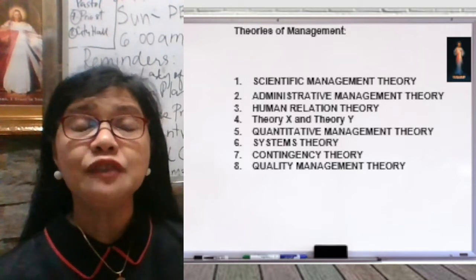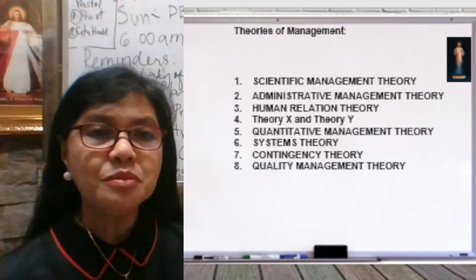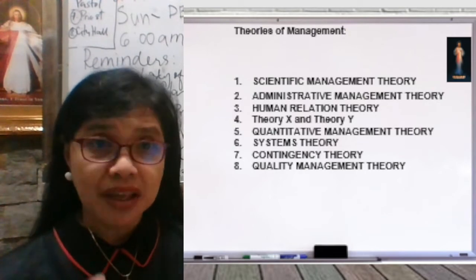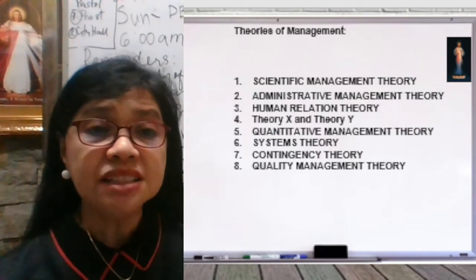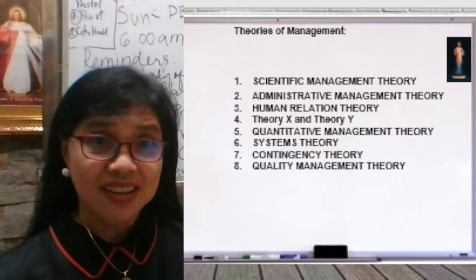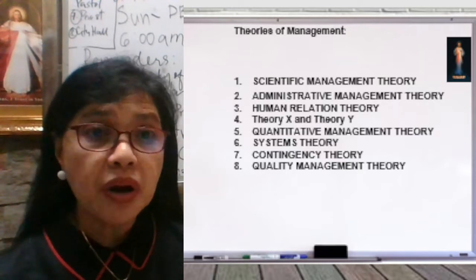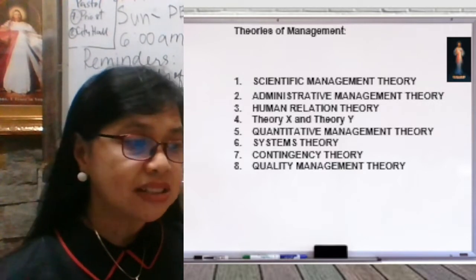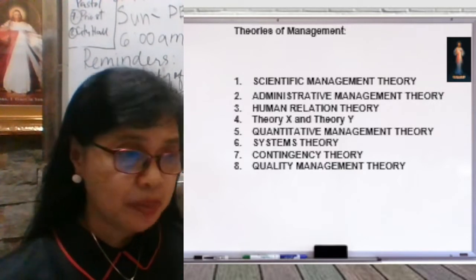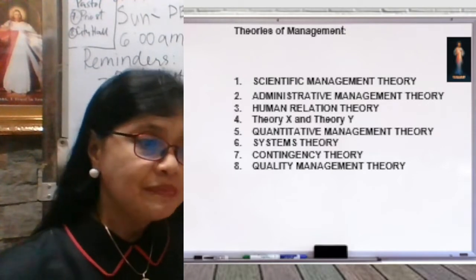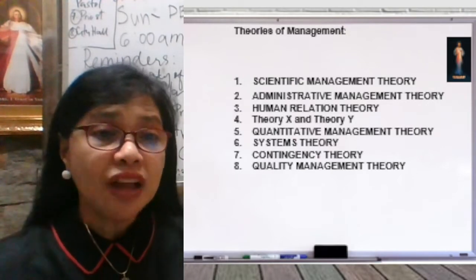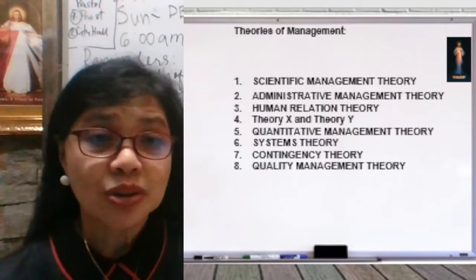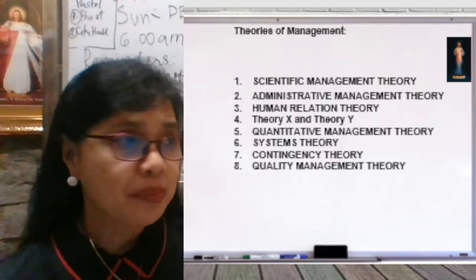Ma'am, when we say scientific method, what is that? These are proven ways, proven methods of making your things easier and more efficient. Then number four, divide the work between managers and workers to ensure that the managers apply the scientific management principles in planning the tasks, and the workers apply these principles in the performance of their tasks. So that is the scientific management theory.